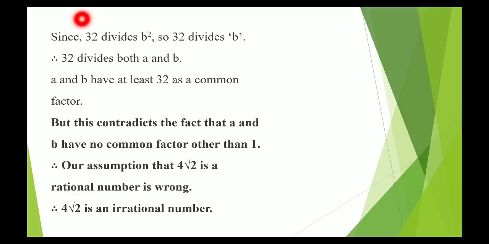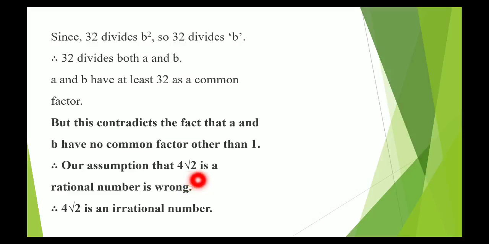Since 32 divides b square, so 32 divides b. Therefore, 32 divides both a and b. A and b have at least 32 as a common factor, but this contradicts the fact that a and b have no common factor other than 1. Therefore, our assumption that 4 root 2 is a rational number is wrong.